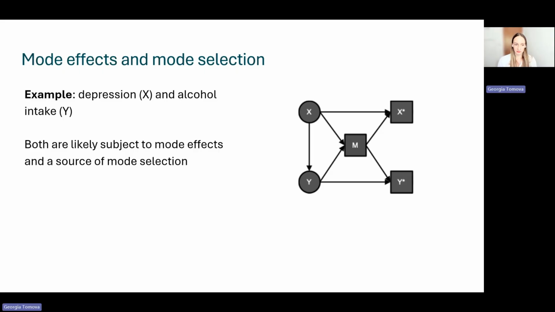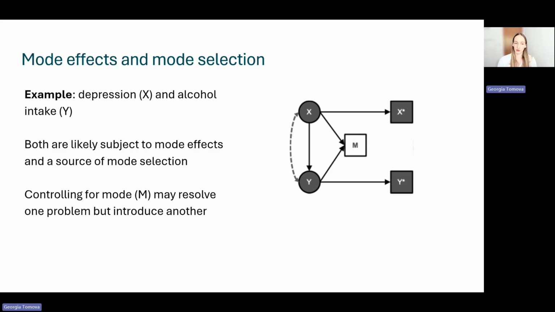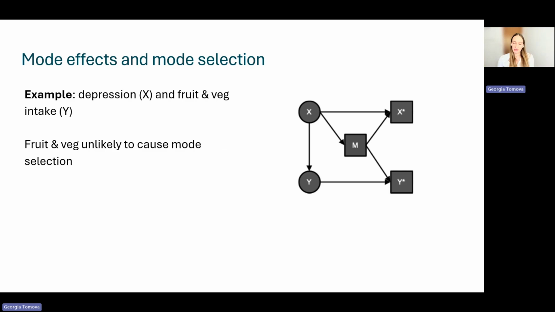In this situation, if we were to control for mode, we would resolve one problem, which is the confounding that mode introduces. We might introduce another, which is that it might also introduce collider bias. And sometimes this might not be immediately obvious.